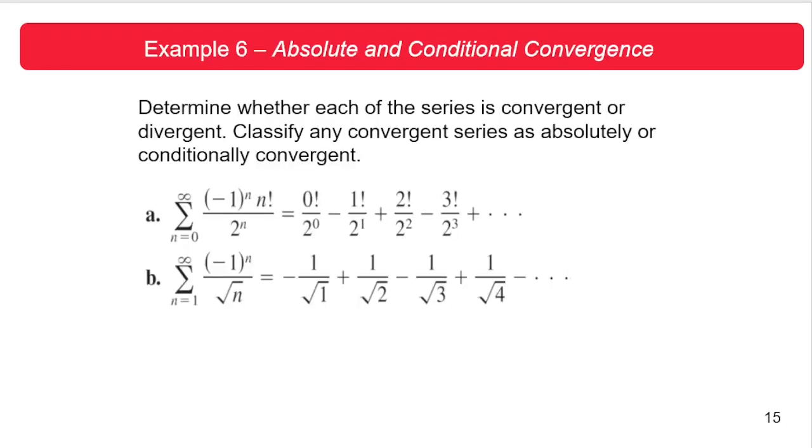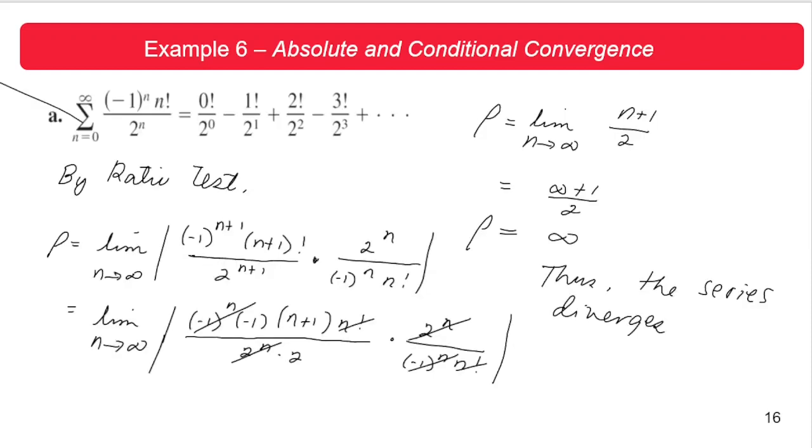As an example, suppose we are asked to determine whether each of the series is convergent or divergent, and then classify any convergent series as absolutely or conditionally convergent. Our first example is the summation of -1 raised to n times n factorial over 2 to the n, where n is from 0 to infinity.